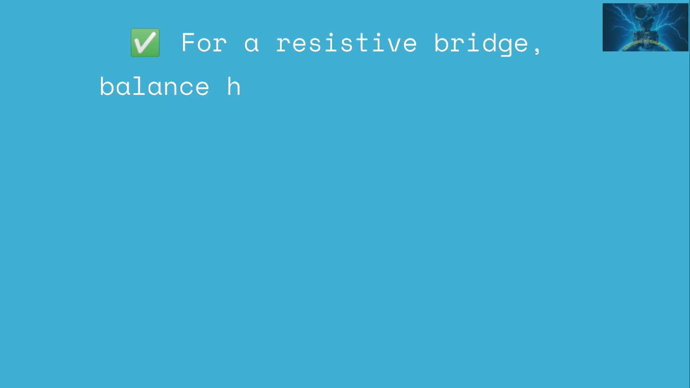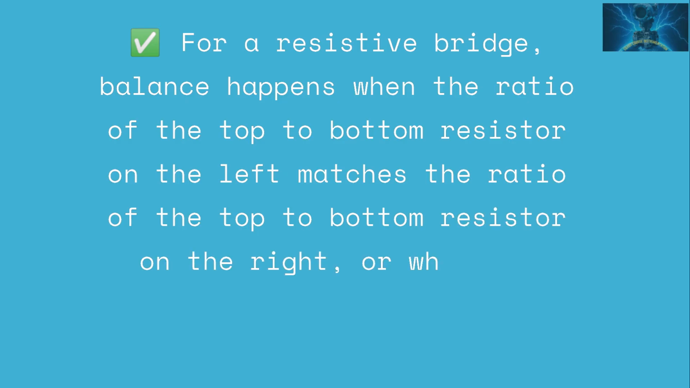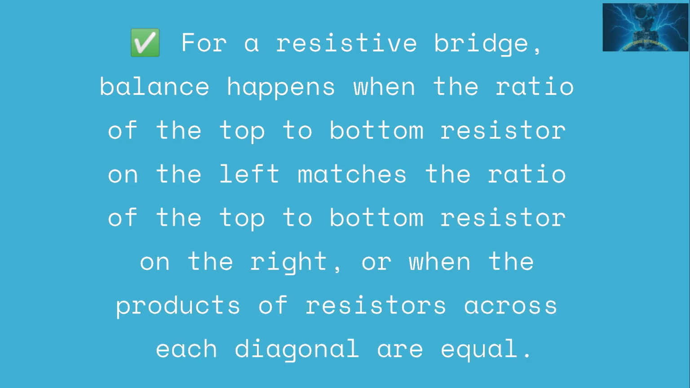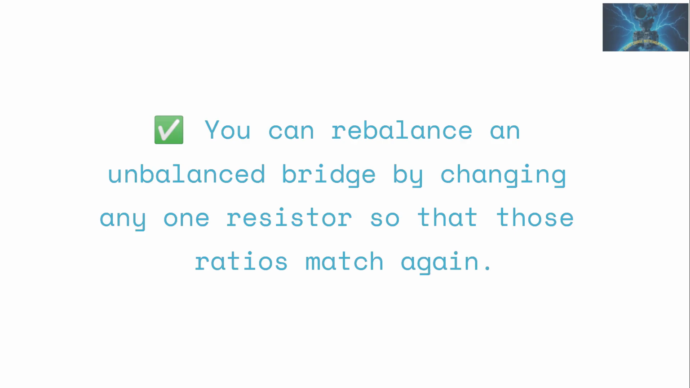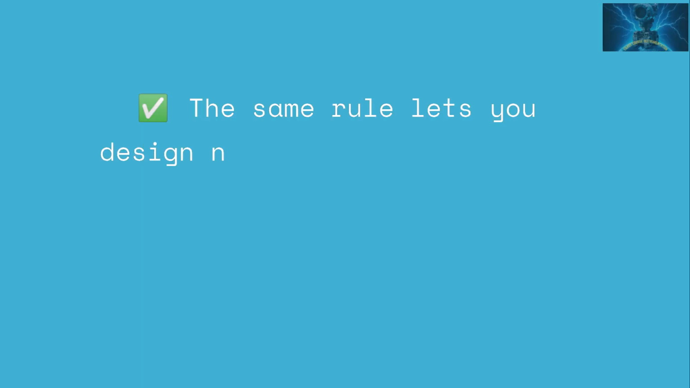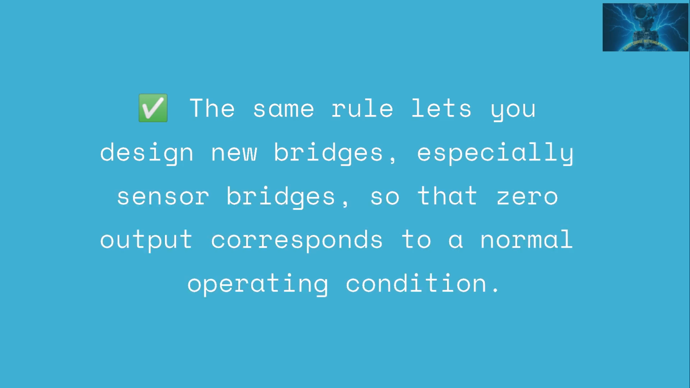For a resistive bridge, balance happens when the ratio of the top to bottom resistor on the left matches the ratio of the top to bottom resistor on the right, or when the products of resistors across each diagonal are equal. You can rebalance an unbalanced bridge by changing any one resistor so that those ratios match again. The same rule lets you design new bridges, especially sensor bridges, so that zero output corresponds to a normal operating condition.